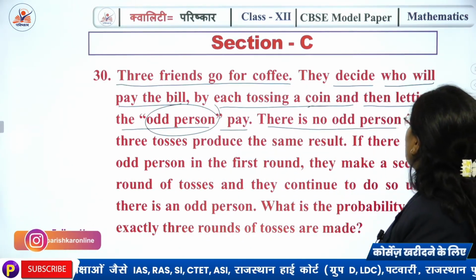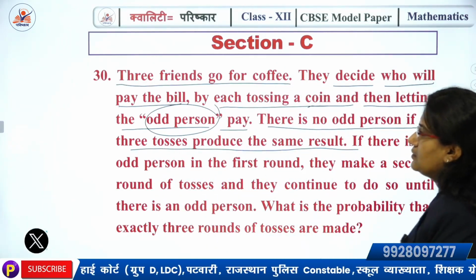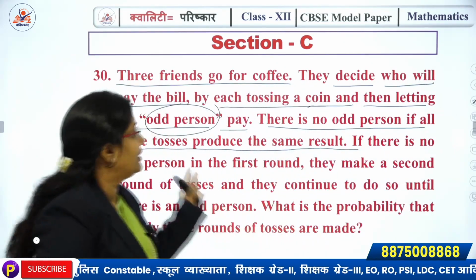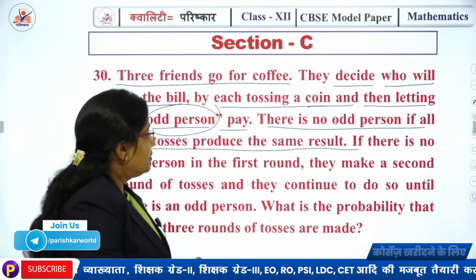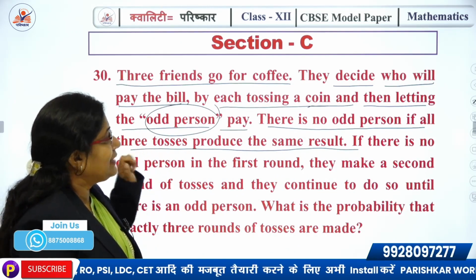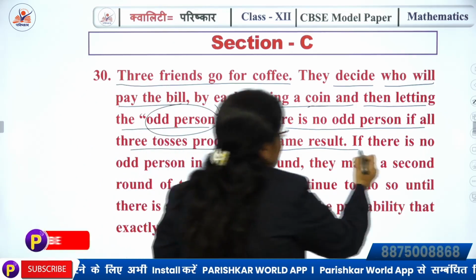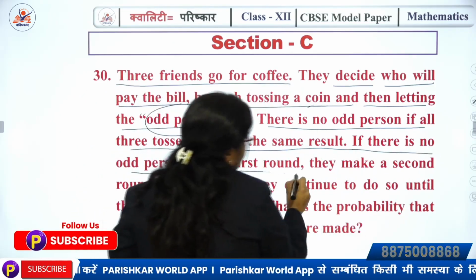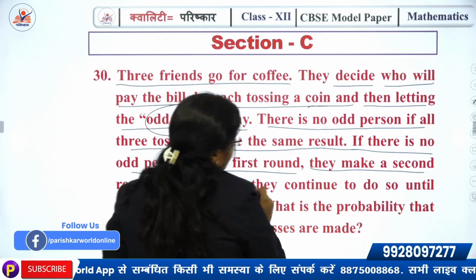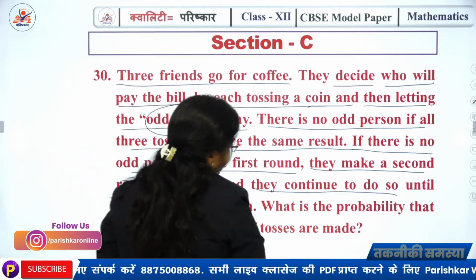There is no odd person if all 3 tosses produce the same result. If 3 friends went to the coffee and all 3 times we have the same result, that means the process will be repeated. If there is no odd person in the first round, they make a second round of tosses. They continue to do so until there is an odd person.